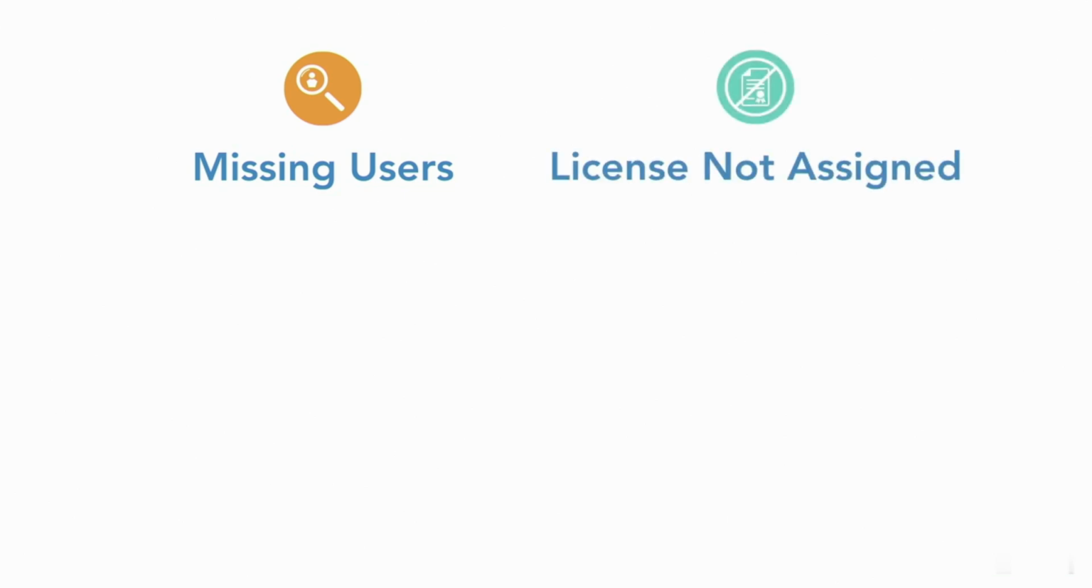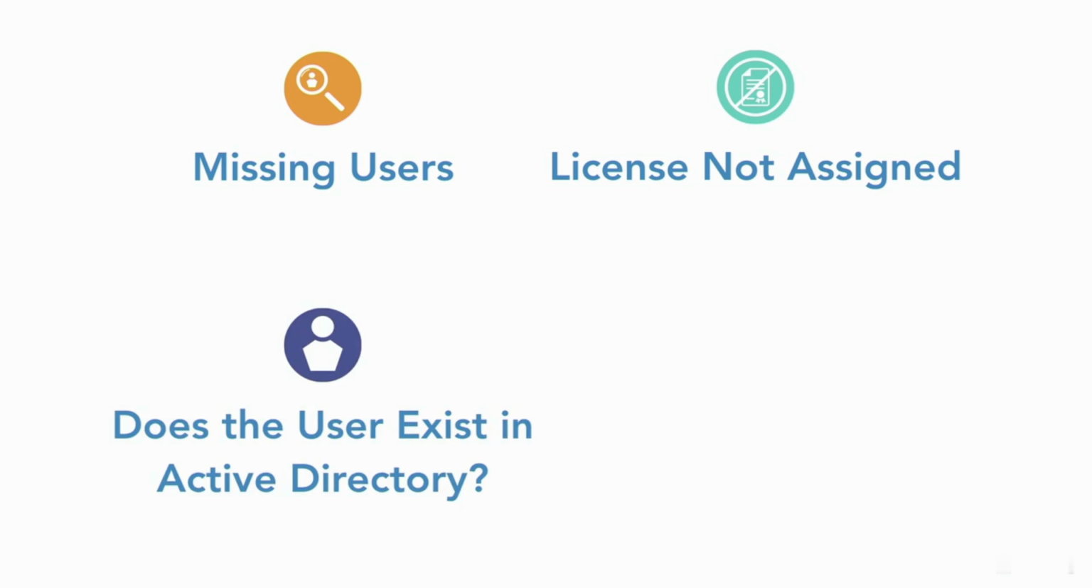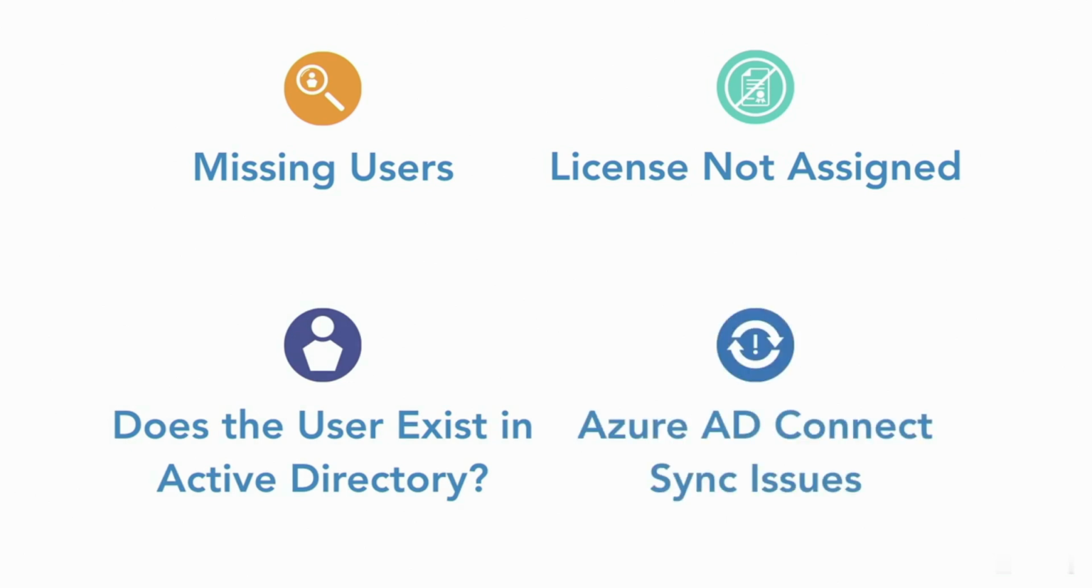Although Azure AD provides simple but effective functionality, you may still encounter problems. The most common Azure AD issues are problems with missing users, licenses not being assigned, a user does not exist in Active Directory, and Azure AD sync issues. Let's take a look at each of these now in more detail.